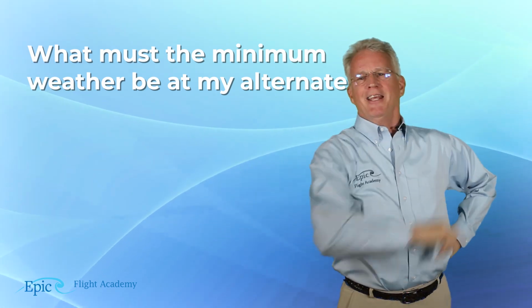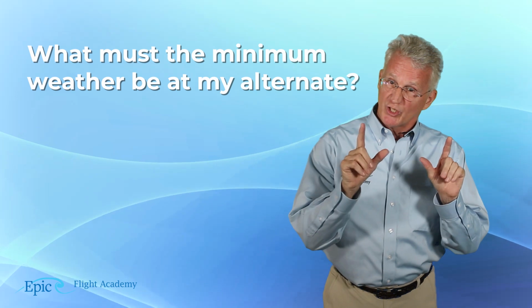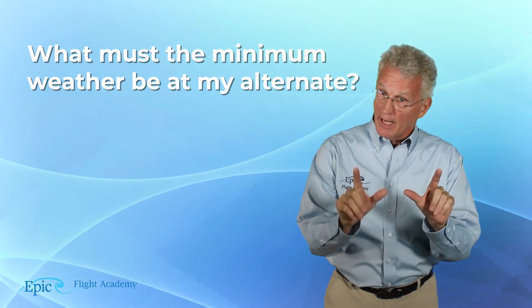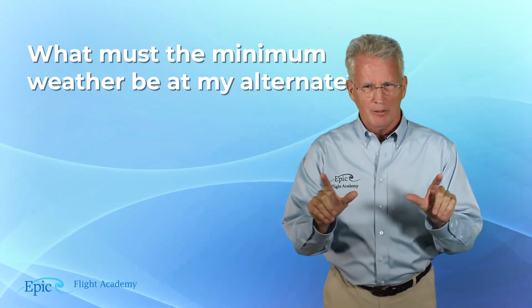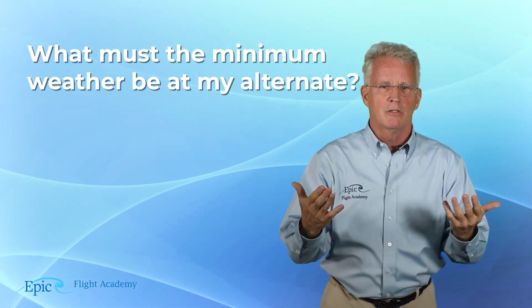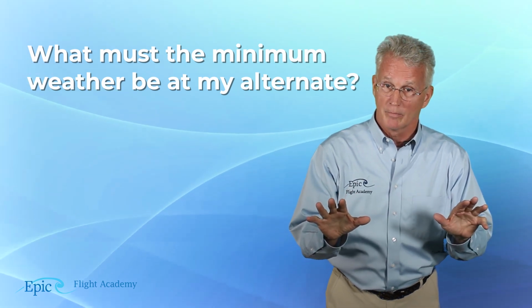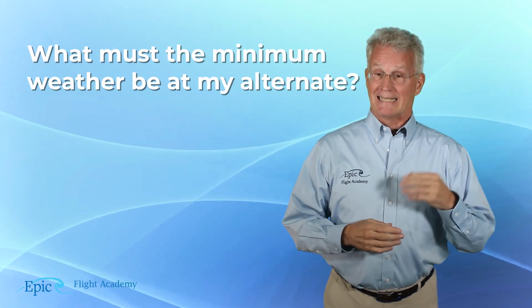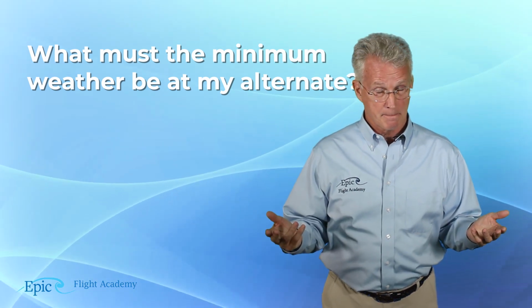Now, there is a good question. For this question, I want you to stay in 91-169 and read a little bit further. Now proceed to paragraph C, as in Charlie. Now we see that, again, ceilings and visibilities apply.